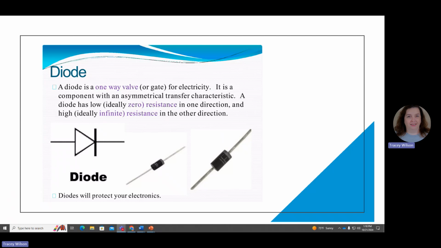The world is not perfect. You can burn out diodes, you can mess them up. Things can be broken. Diodes though will protect.